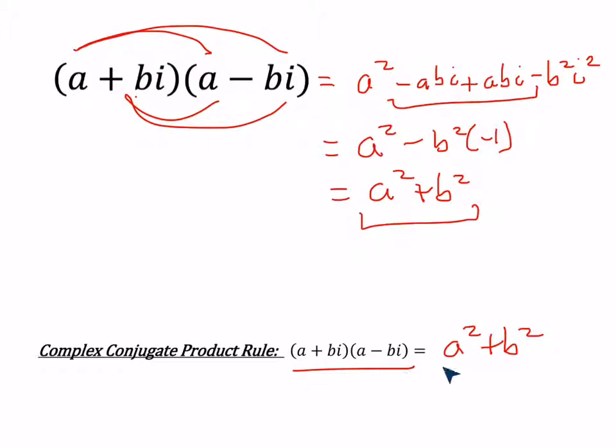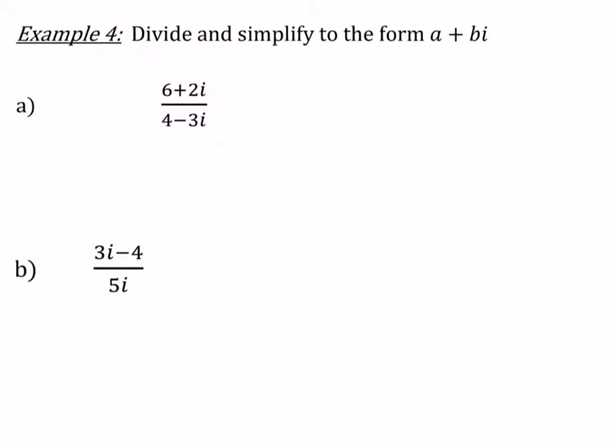So when we multiply these two, the i's go away. It's not imaginary anymore. It's purely a real number. Well, now let's do some dividing, and that's going to be useful, what we just had, that complex conjugate rule.